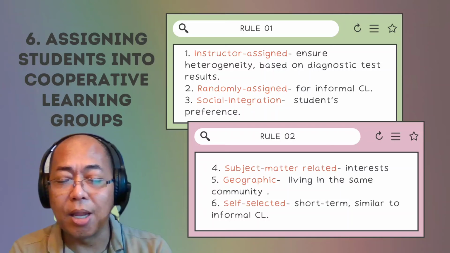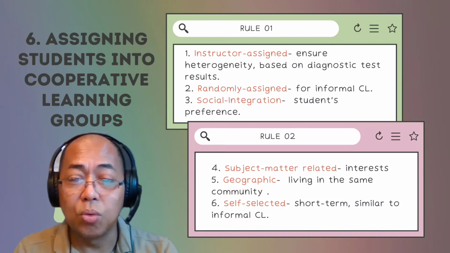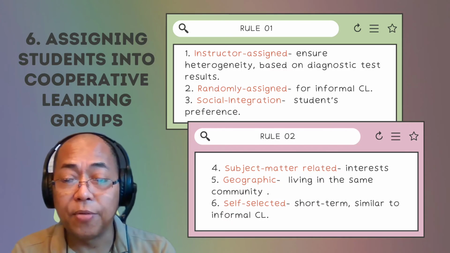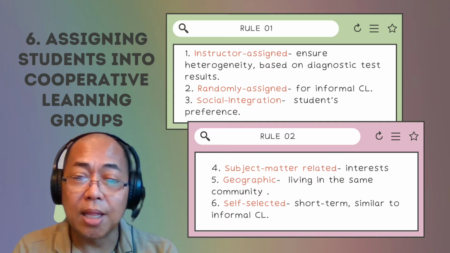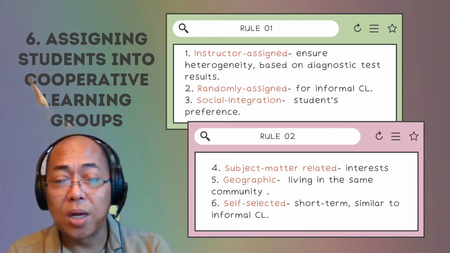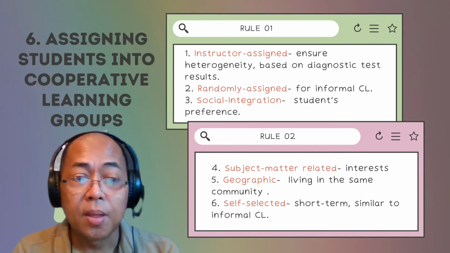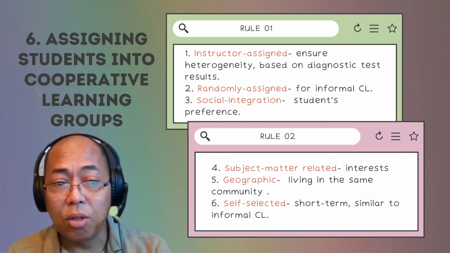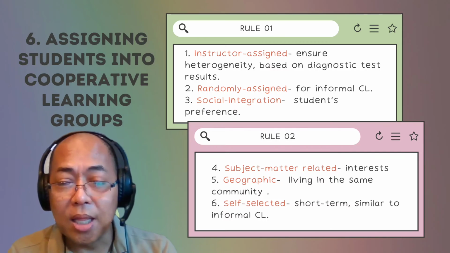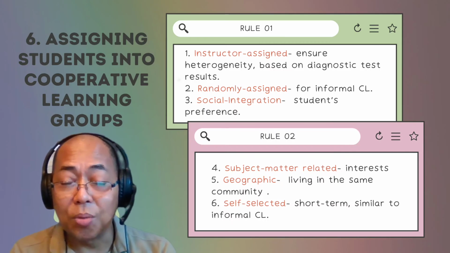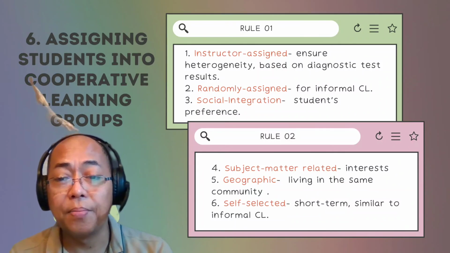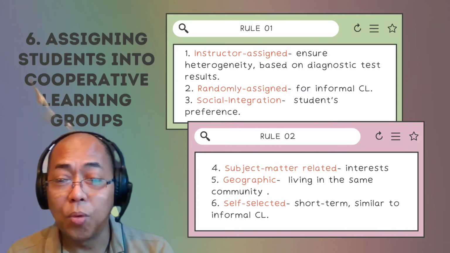And the third one is social integration group, where you ask the students to name the people that they would like to work with, that they prefer to work with, and people that they do not like to work with. This will serve as basis for the teacher to assign the members of different groups. And fourth is subject matter related groups or same interest groups. So you assign students according to their interest. If they have similar interest, it's going to be easy for them to work. For example, if they like to play basketball together, then maybe you can group them according to their sports interest.